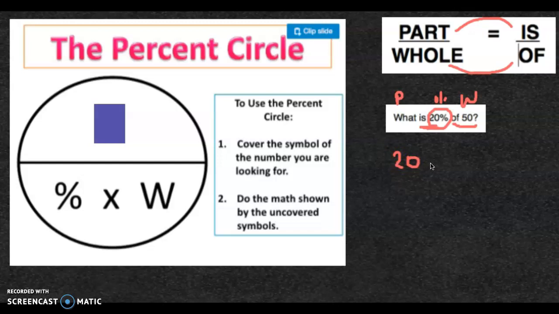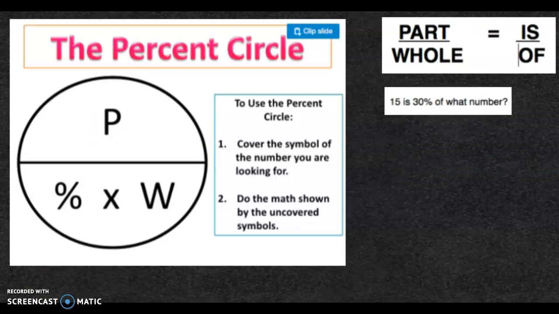Now the trick is when you do your calculations, you need to make sure that when you take your percentage, instead of writing it as 20%, you write it as a decimal. So you move this decimal over by dividing it by 100. You move it over 2 times, 1, 2, and you get 0.2. 0.2 times 50 is equal to 10. So my part is 10.